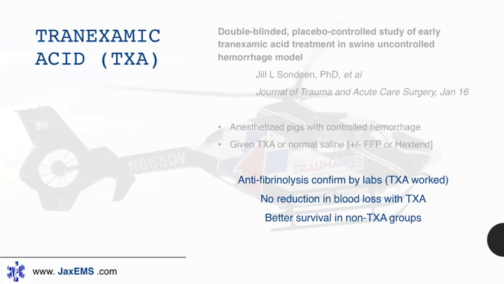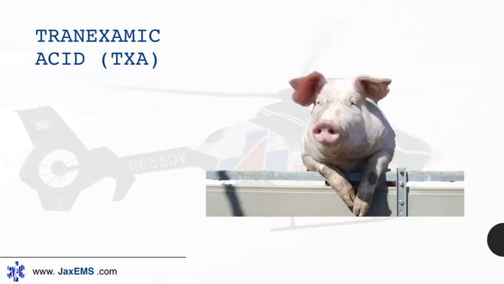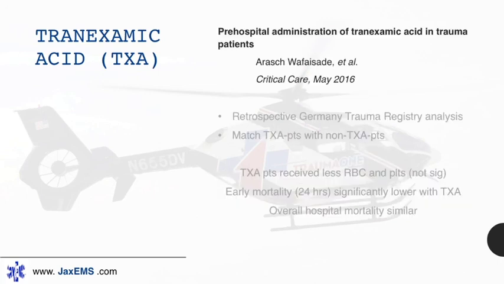There was no reduction in blood loss with TXA, but there was better survival in the non-TXA group. So this actually showed better survival in the ones not getting TXA. Remember, this is a pig model. They do help guide our treatment and guide our research, but pigs aren't so much like humans.